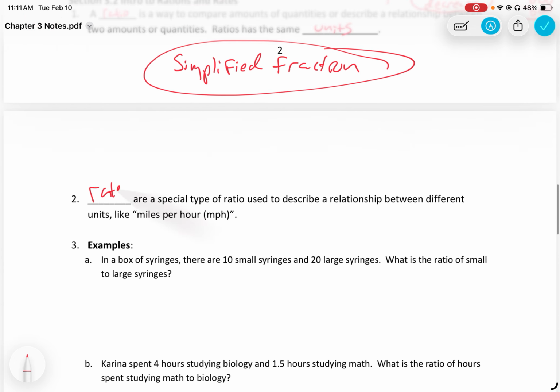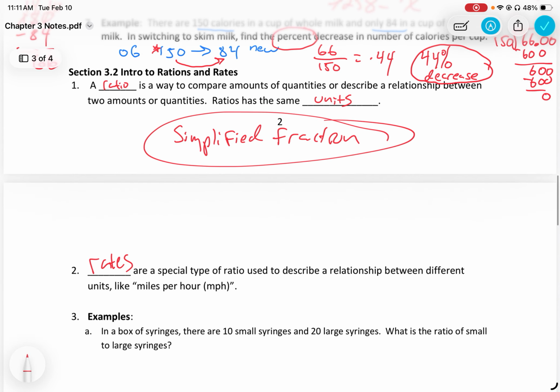Rates are a special type of ratio to describe the relationship between different units, like miles per hour, which we're going to get to in later classes. But ratios have the same units. We're comparing people to people, milliliters to milliliters, puppies to puppies, whatever it may be.